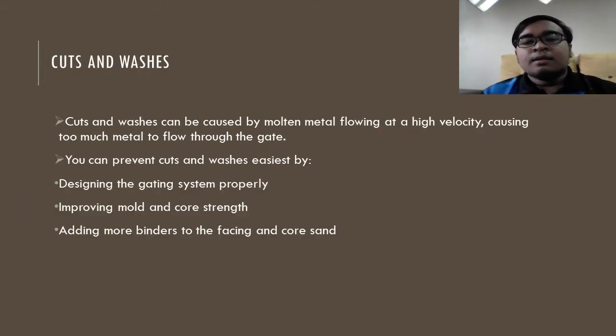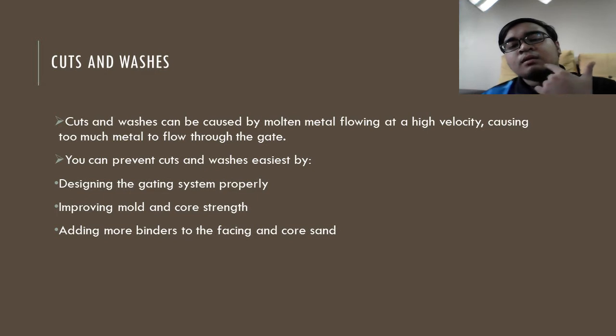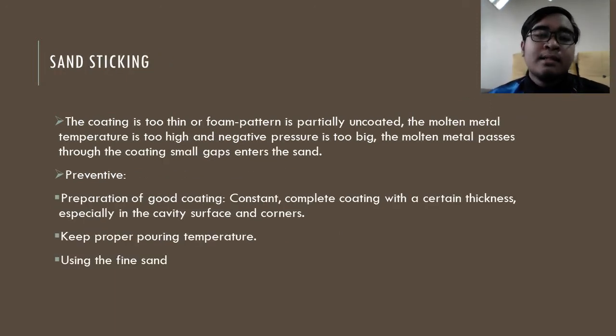What is a cut and wash? Cut and wash can be caused by molten metal flowing at a high velocity, causing too much metal to flow towards the gate. How to prevent it? We can design the gating system properly, improve mold and core strength, and add more binder to the facing and core. Next, we go to the sand sticking.